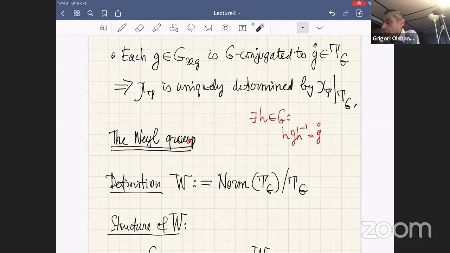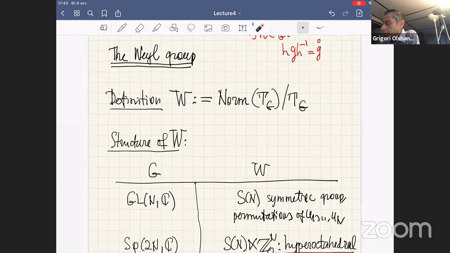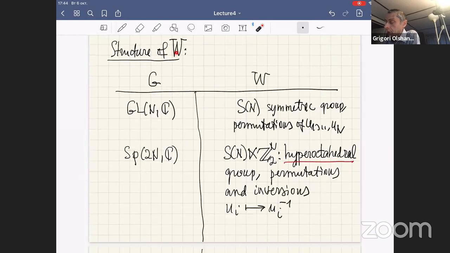The next topic is the Weyl group. The definition is as follows. We take the normalizer of our torus in the group G and factorize it by the torus itself. By the very definition, the torus is a normal subgroup here, so we take the quotient. This quotient is a finite group.